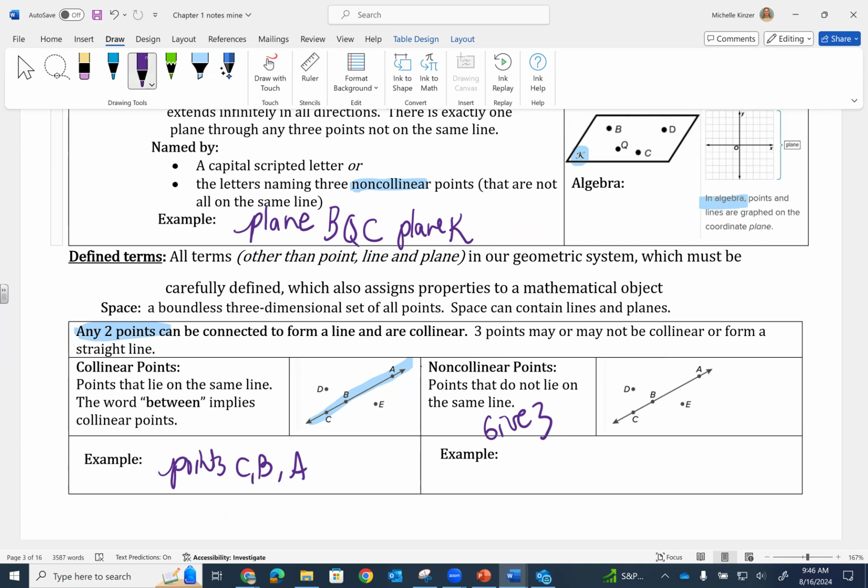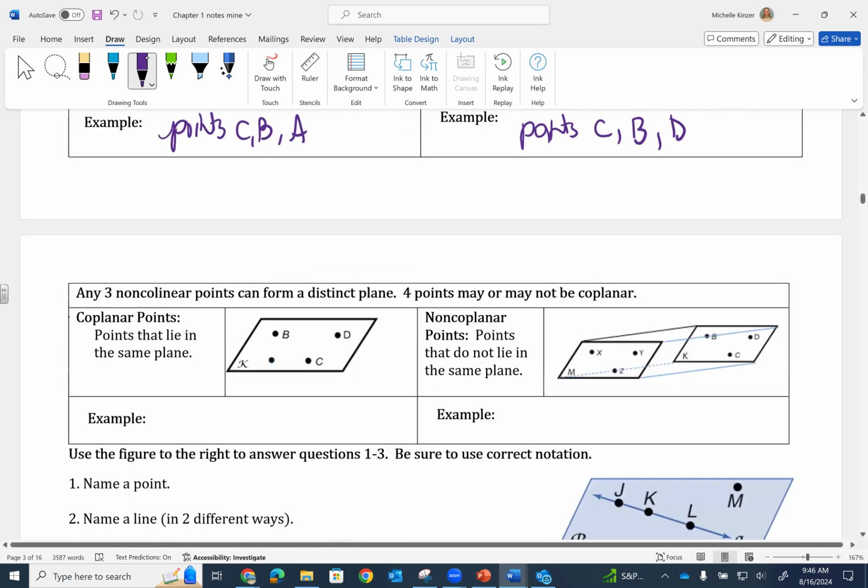So you would say, okay, points C and then B, and then you have to make it bend. Okay, C, B, and then D. Those don't form a straight line. So if you just give me 2, those will always be collinear. But if you give me 3 and you have to bend a corner, those would be not collinear.